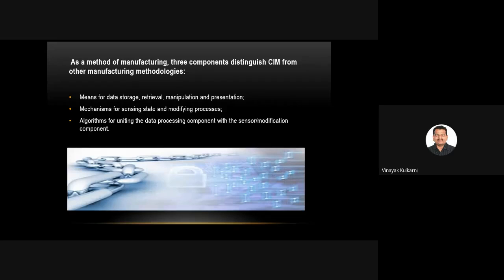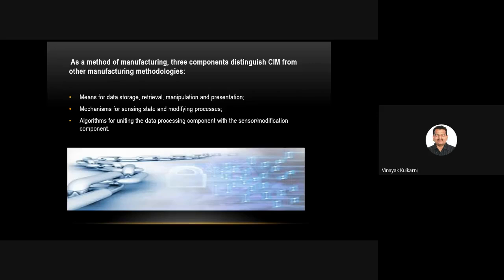Second, mechanisms for sensing the state and modifying the process. Mechanism for sensing the state means what is the state of the machine, whether the machine is going to fail, whether the bearings are going to fail. All these things can be retrieved from the machine itself with the help of a few sensors, and then modifying the processes. If I have to modify something, I can do that easily.